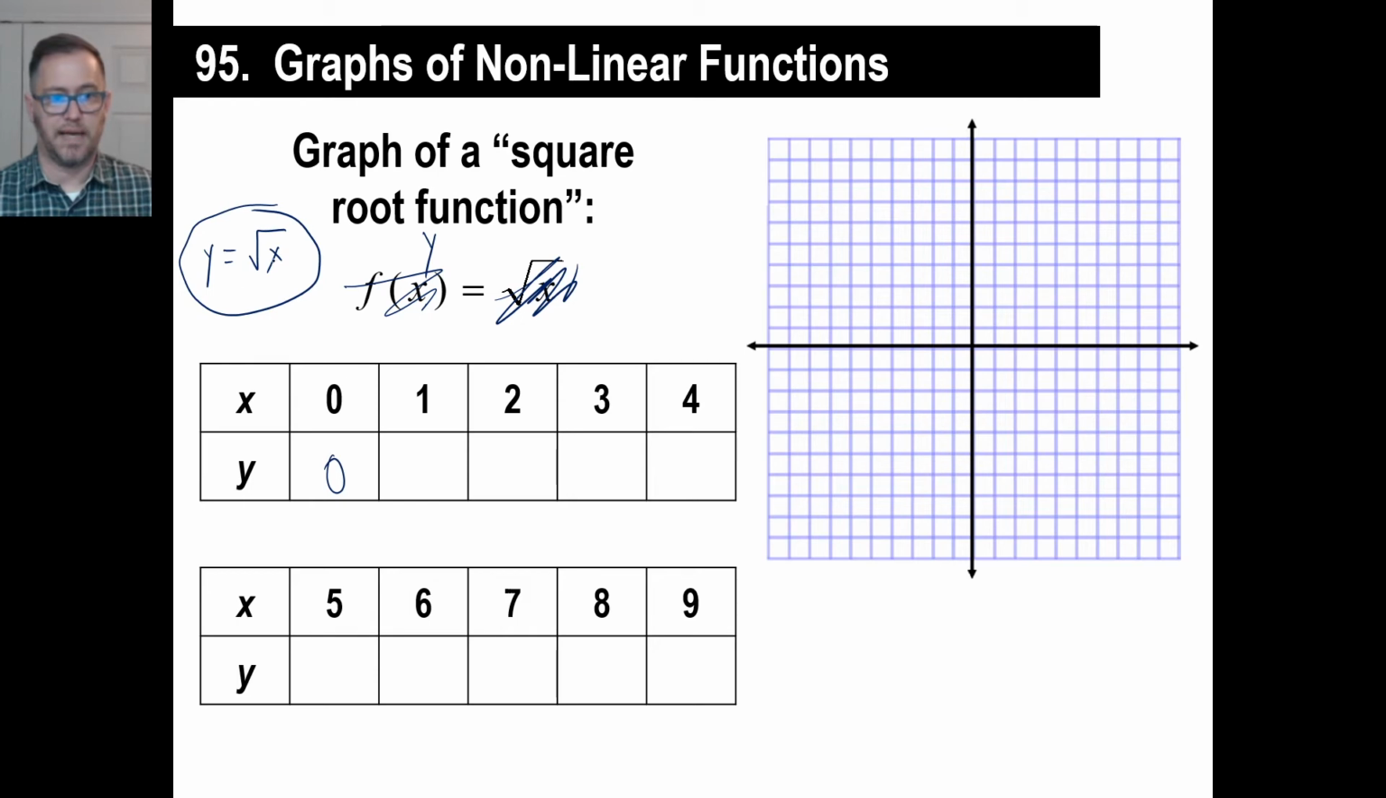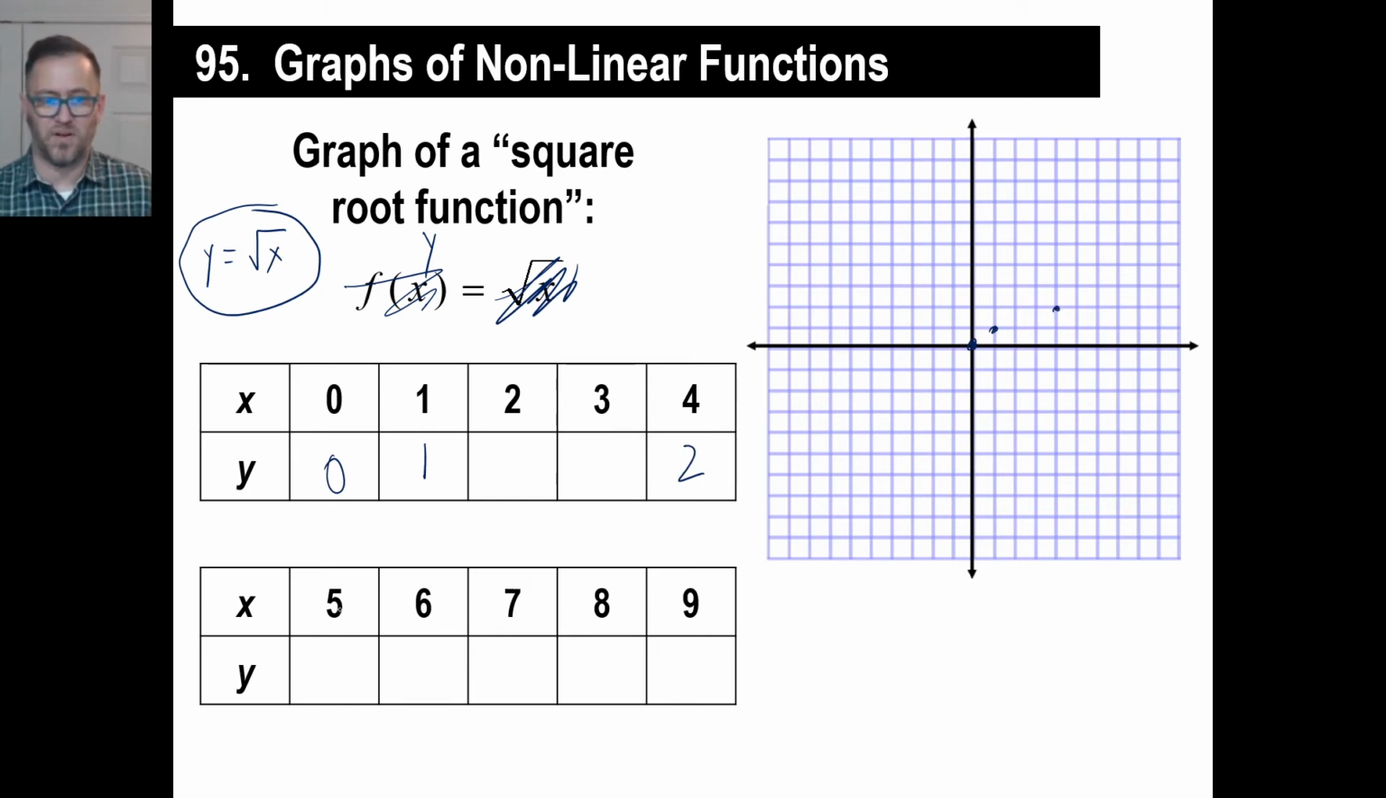Okay. If x is 0, then y equals the square root of 0, which is 0. There you go. Little point right there. Well, if x is 1, y equals the square root of 1, which is 1, right? So, boom, there we go. X is 2. What's the square root of 2? You know, that's not an integer. Let's skip that one for now. How about 4? If x is 4, what's the square root of 4? 2, right? So the point is 1, 2, 3, 4, and then 2 up.